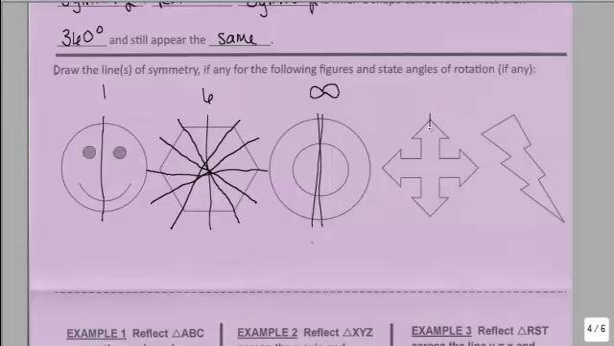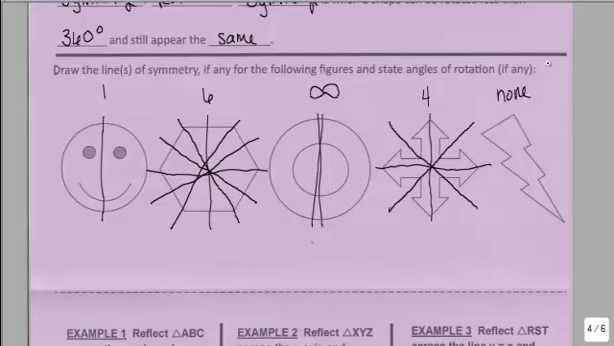This one we can go from point to point. So 1 and 2, but we can also go diagonally, 3 and 4. So those are 4 lines of symmetry. This one, I don't care where I draw a line, there won't be a line of symmetry. So this has none. So those are my lines.